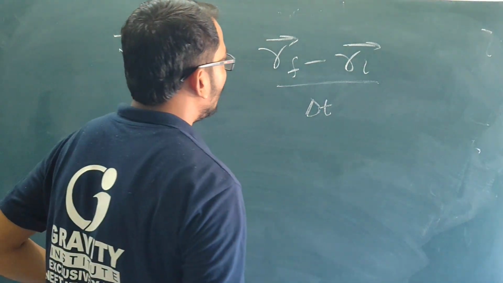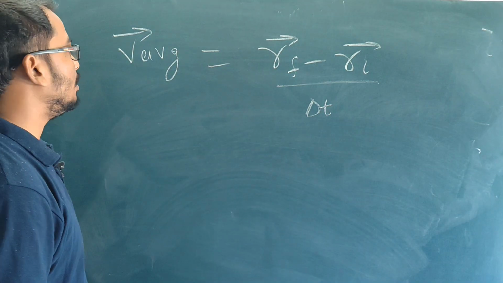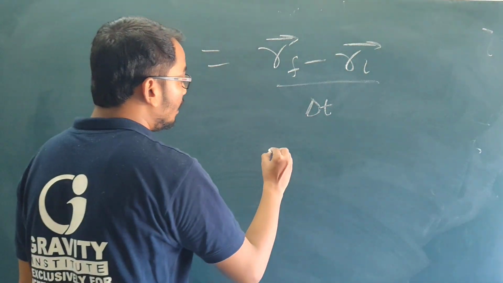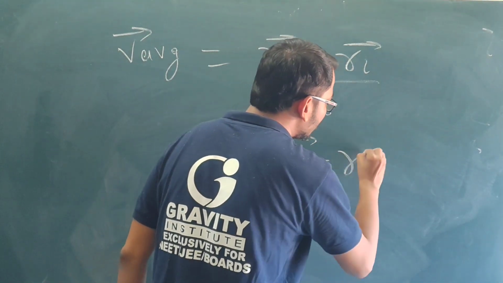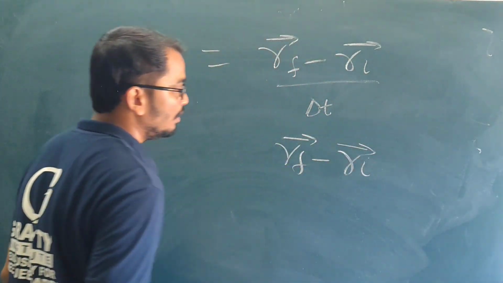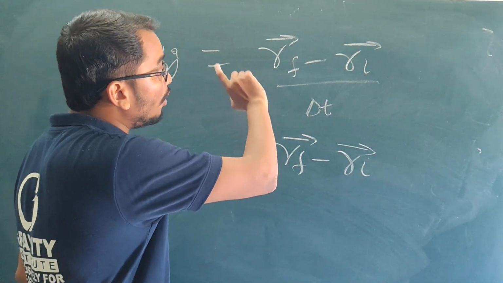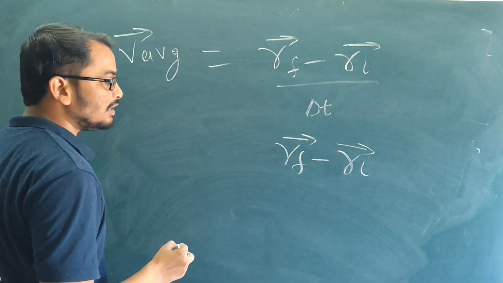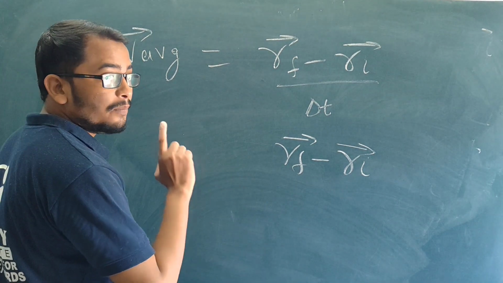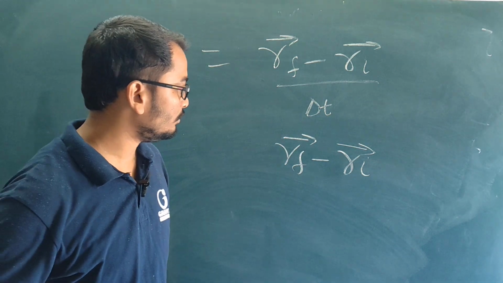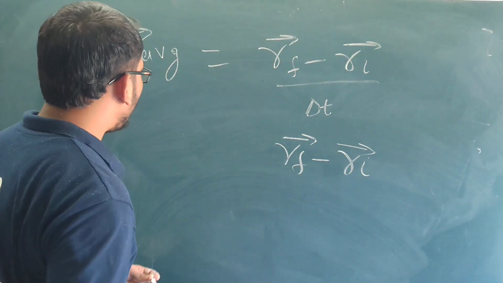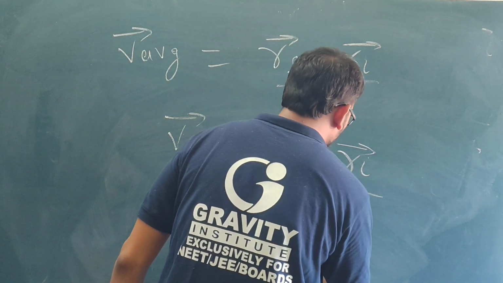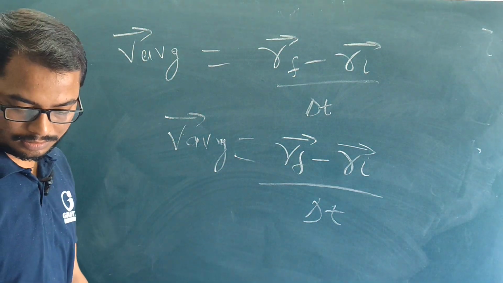So if I talk about the direction of average velocity, what will be the direction of average velocity? It will be the direction of R final minus R initial. It does not depend on R final or on R initial alone. It will depend on R final minus R initial. So the direction of average velocity is the direction of R final minus R initial.